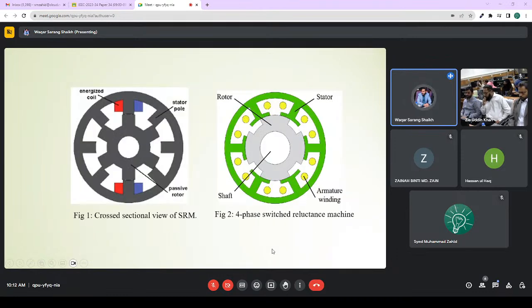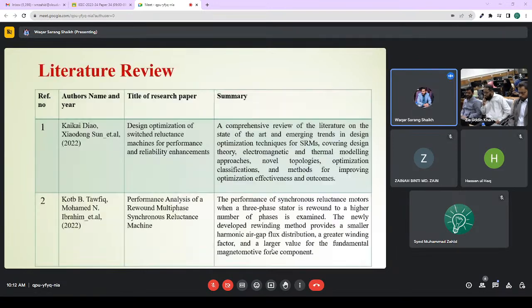These are some pictures, a cross-sectional view of a switch reluctance machine, and this is a four-phase switch reluctance machine. This is the literature review. These are some research papers of the authors.